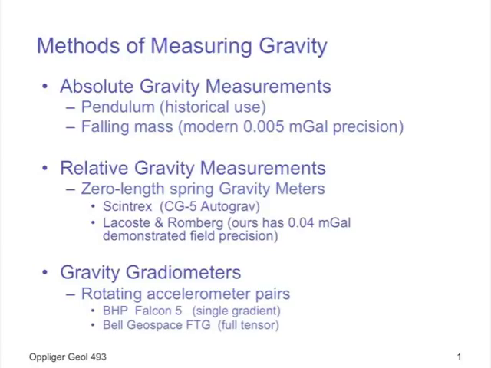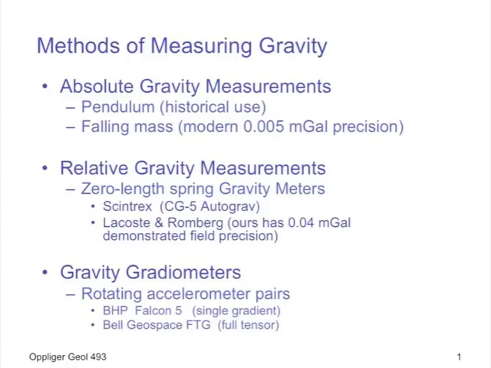I said this would be a review of the practical aspects of measuring and interpreting gravity anomalies. So how do we measure gravity? We can make absolute measurements. We can make relative gravity measurements. And there's also devices called gravity gradiometers. All right.